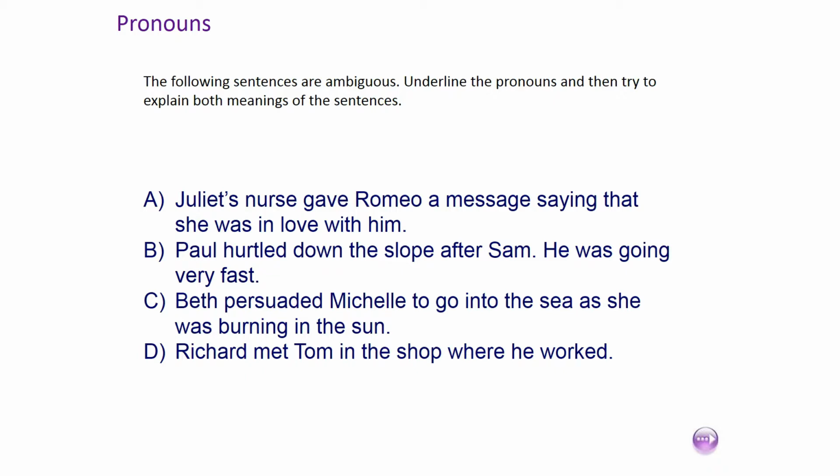B. Paul hurtled down the slope after Sam. He was going very fast. Who was going very fast? Was it Paul or Sam? C. Beth persuaded Michelle to go into the sea as she was burning in the sun. Who was burning in the sun? Was it Beth or was it Michelle? And D. Richard met Tom in the shop where he worked. Who worked? Was it Richard or Tom? So you can see how sentences have the potential of becoming ambiguous if we're not sure who the pronoun is describing or linked to.